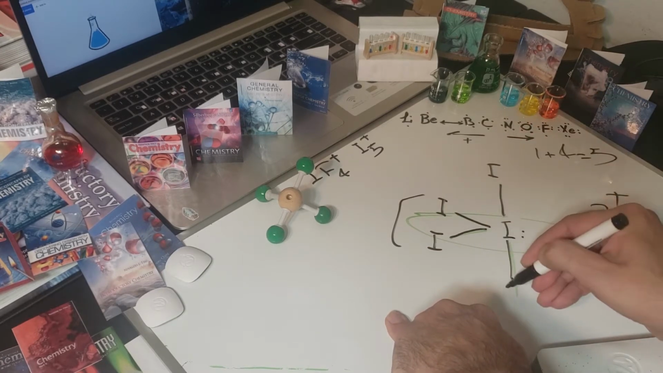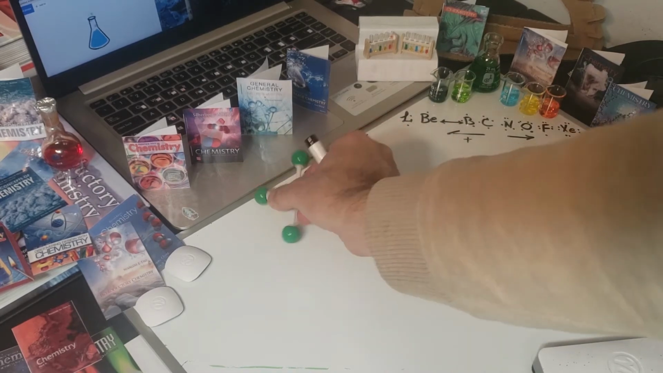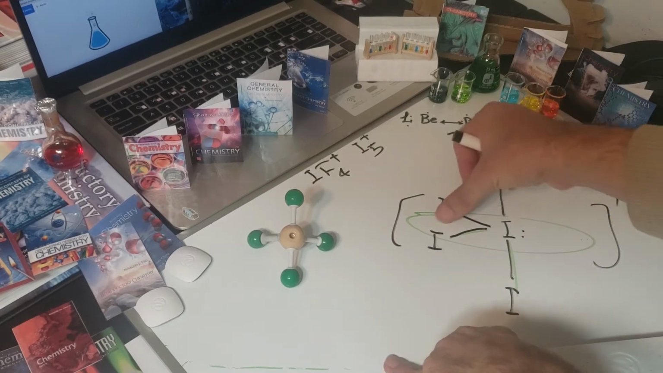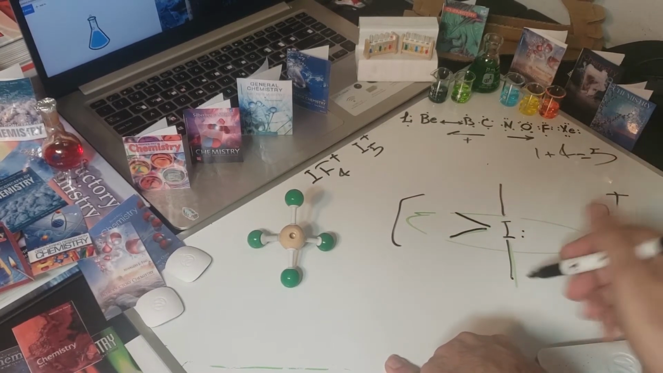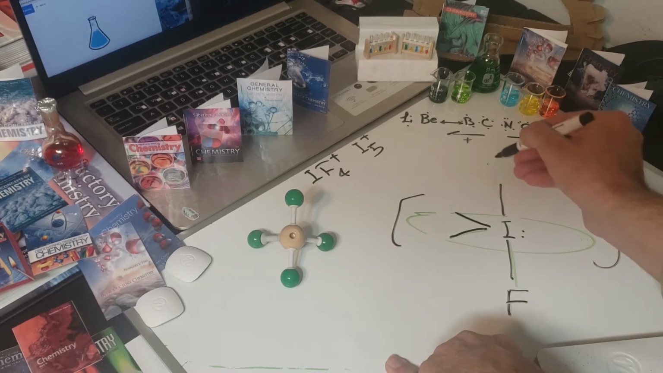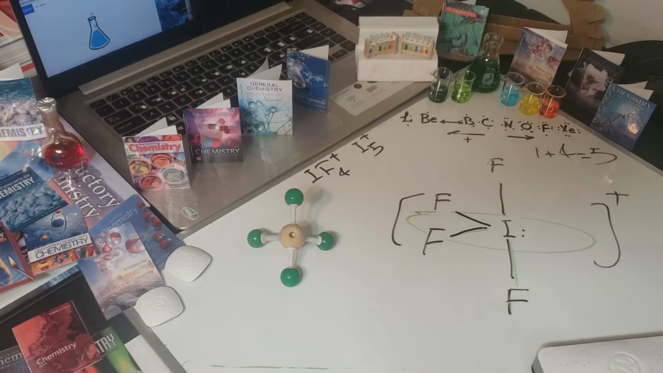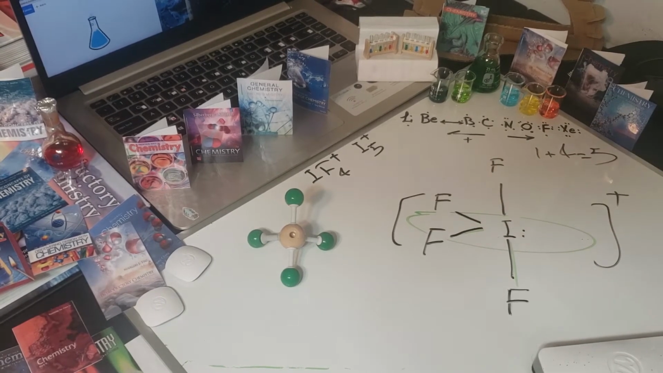This is I5+, with the seesaw geometry, just like this. And I could also replace all the four surrounding iodines with fluorines to give you the exact same structure of IF4+. I'm not going to do it from scratch because I would end up having the same exact geometry, the seesaw geometry.